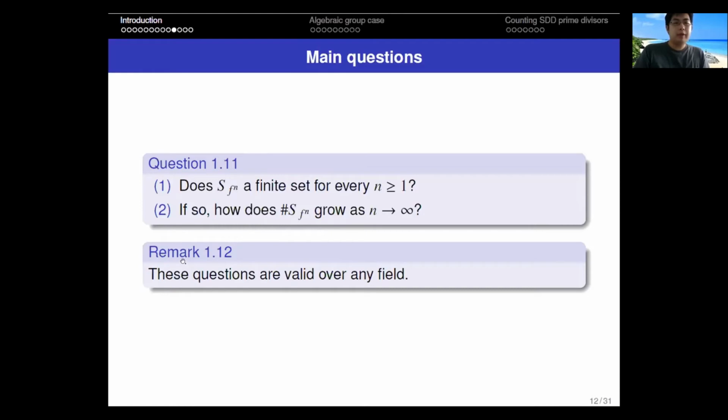Remark that these questions are valid over any field. This question is based on the arithmetic conjecture, the SNND conjecture, but these questions are purely algebraic geometric, so we can consider them over any field.